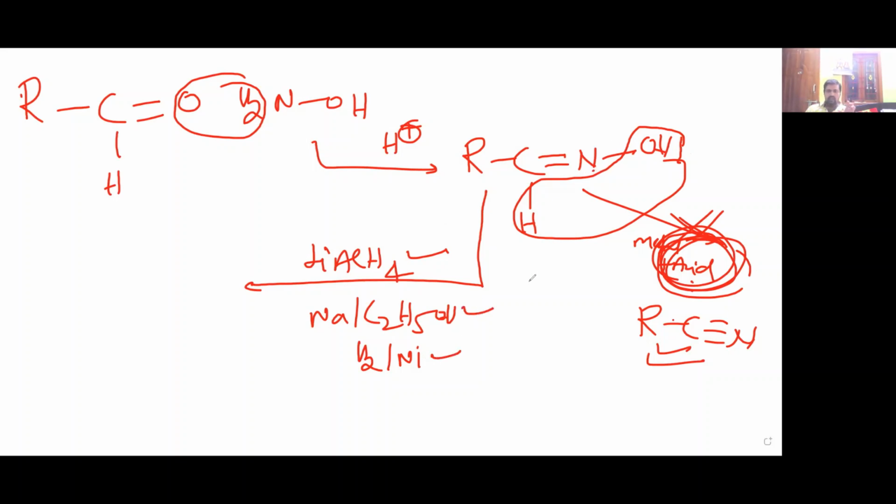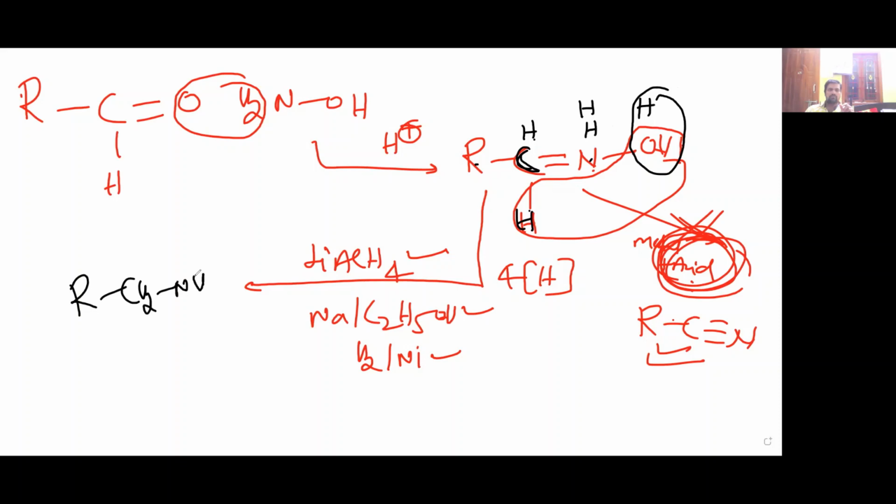From these also, 4 hydrogens are coming. Where are those 4 hydrogens adding? Here first hydrogen, second, third, and fourth. Keep in mind, the double bond is converted to a single bond. First water is eliminated. Then the product is RCH2NH2. I hope you can understand.